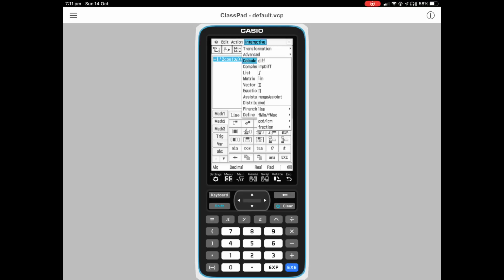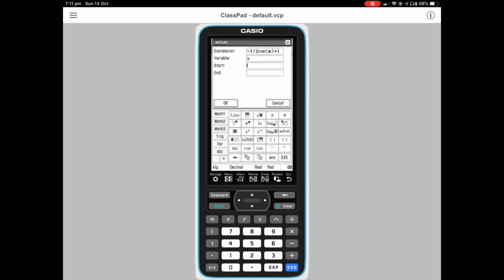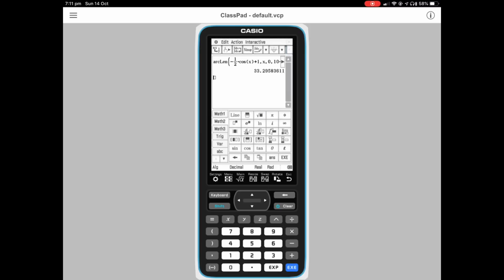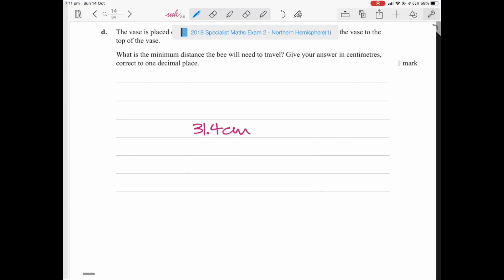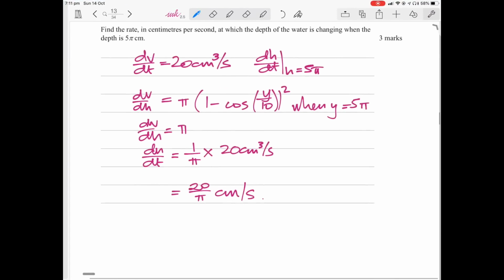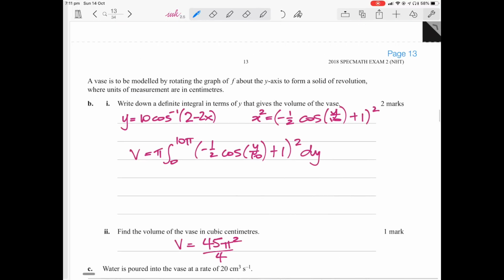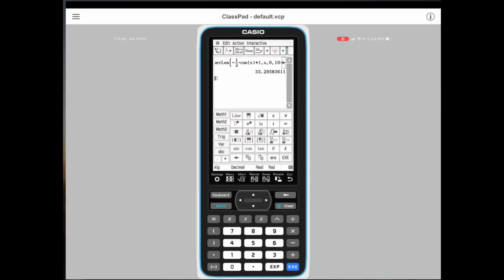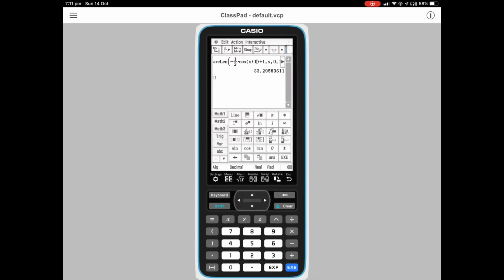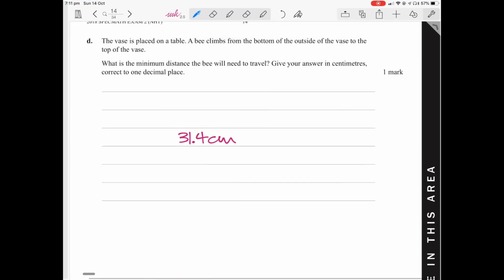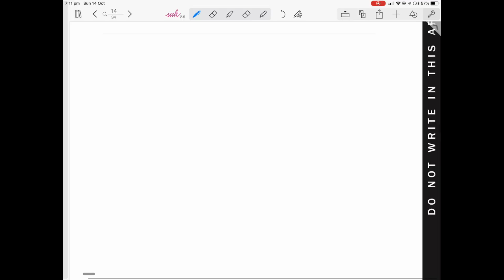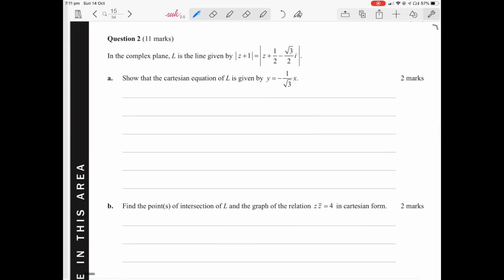Interactive calculation, line arc length 0 to 10 pi, 33.29. Is that what I just got? No. Did I do the inverse right? Negative 1/2 cos x on 10. X on 10. 31.43. Okay, so I'm pretty confident that's what our answer is. 31.4 centimeters. Stupid calculator doesn't work it out the other way.